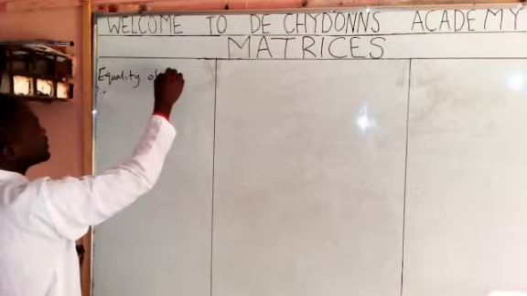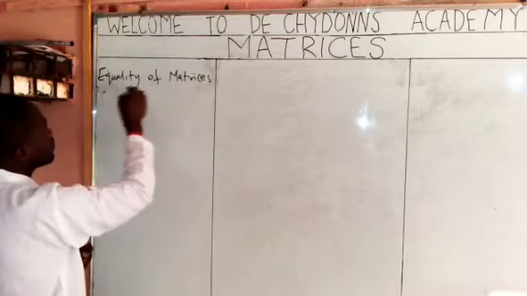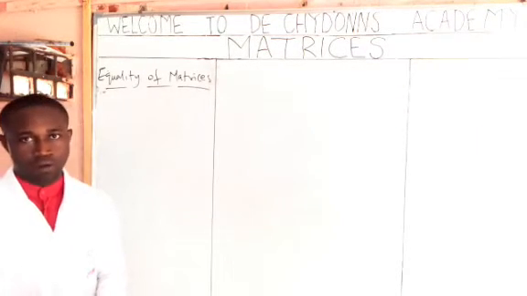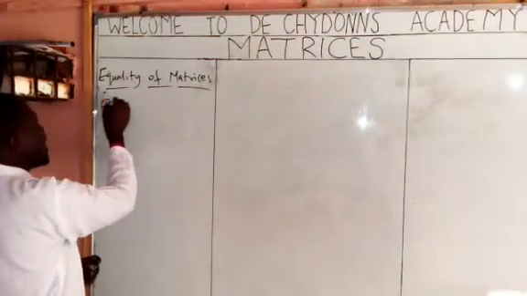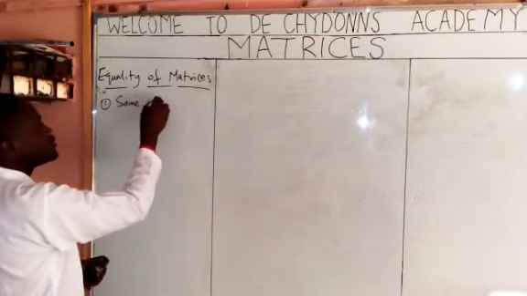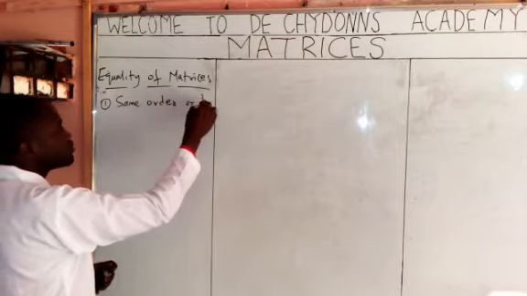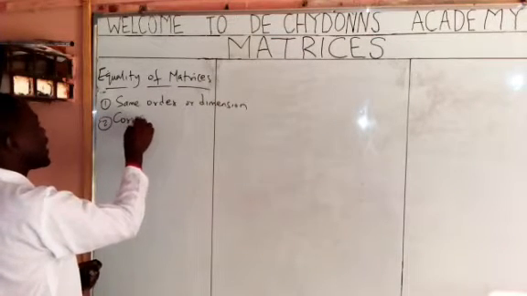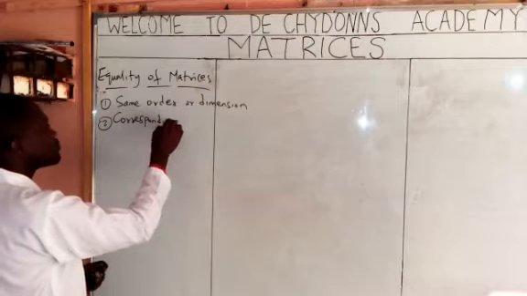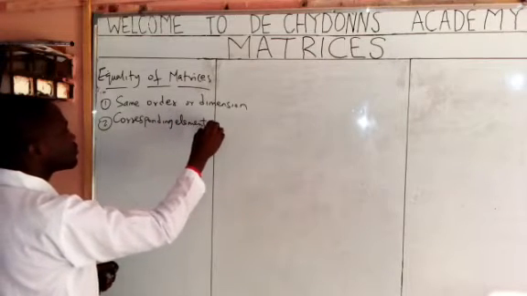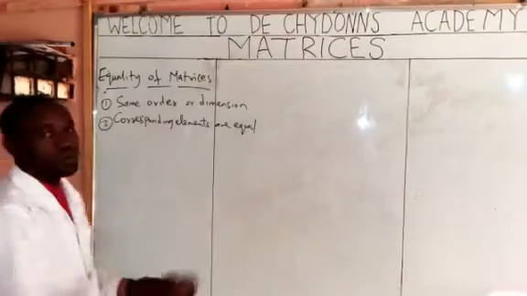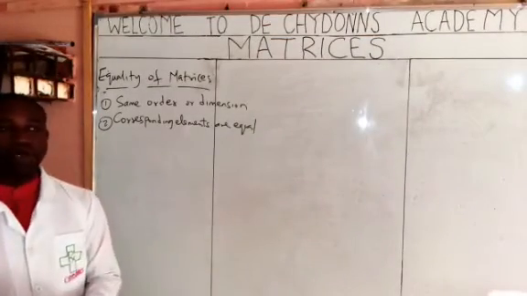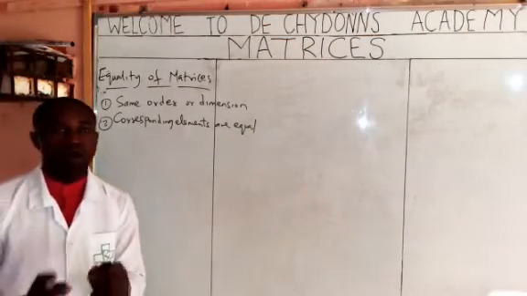Equality of matrices. When do we say that two or more matrices are equal? One, if they have the same order or dimension. Two, if their corresponding elements are equal. So, when two or more matrices have the same order or dimension and their corresponding elements are equal, you say they are equal.